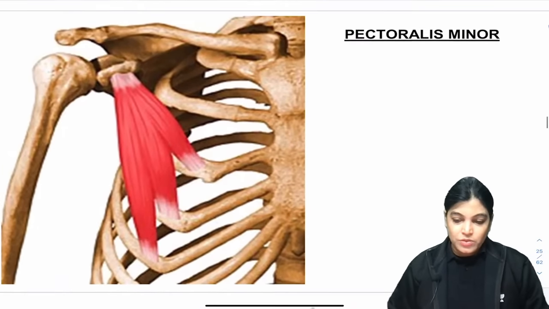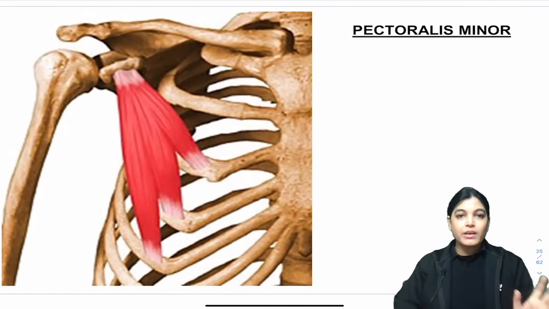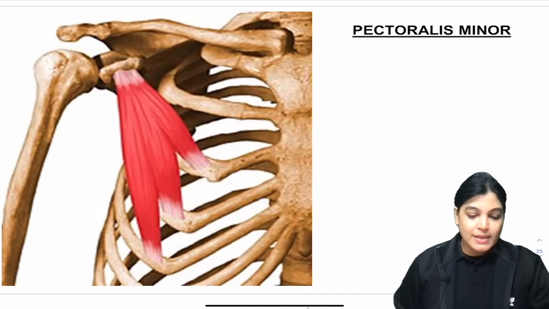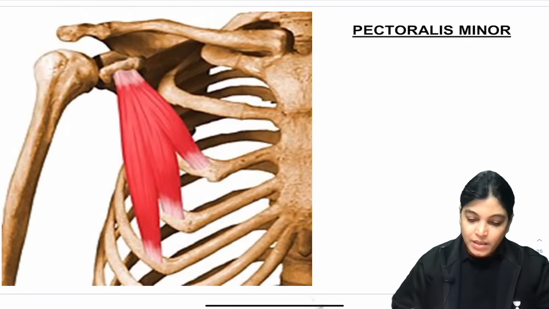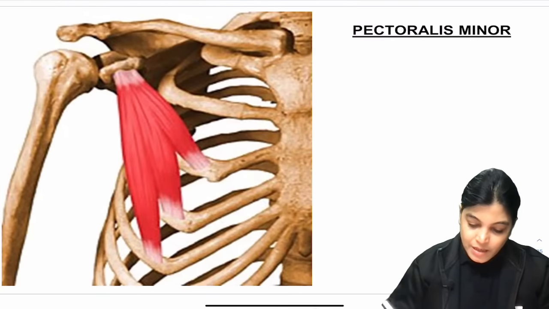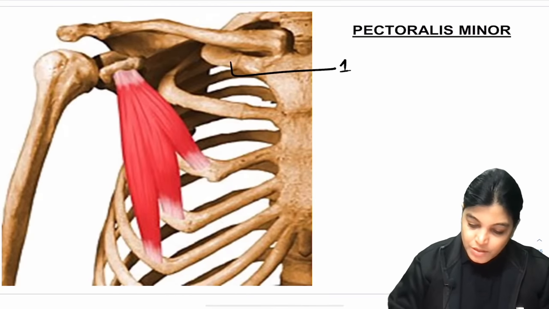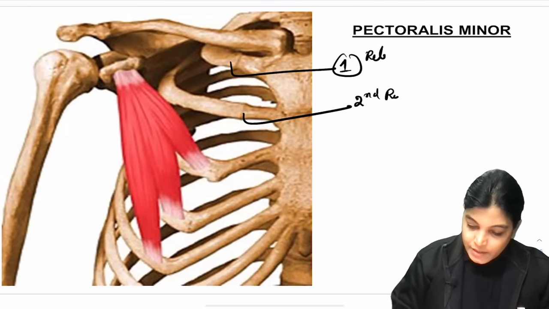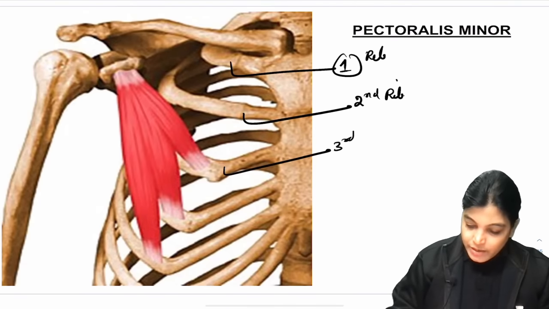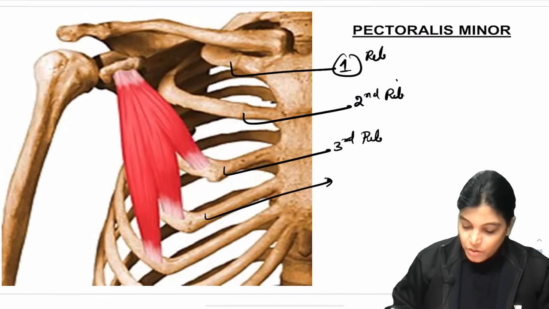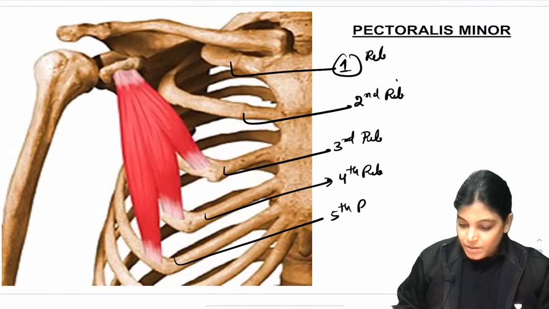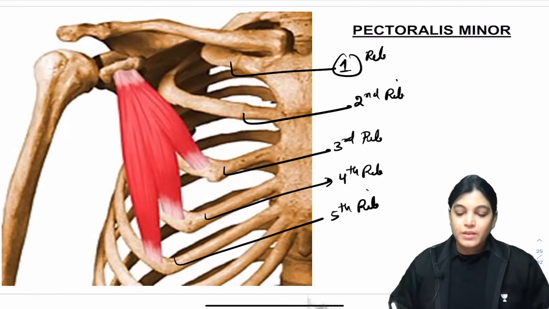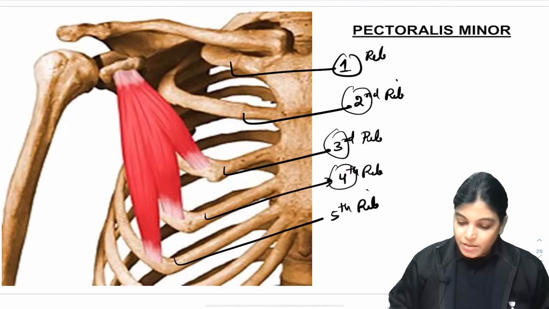Again, I would like to slightly enlarge this diagram so a clear view is there. Okay, so let me explain pectoralis minor muscle. Here you can see, this is the first rib, this is the second rib, this is the third rib, this is the fourth rib, and this is the fifth rib. Got it? First, second, third, fourth, and fifth.